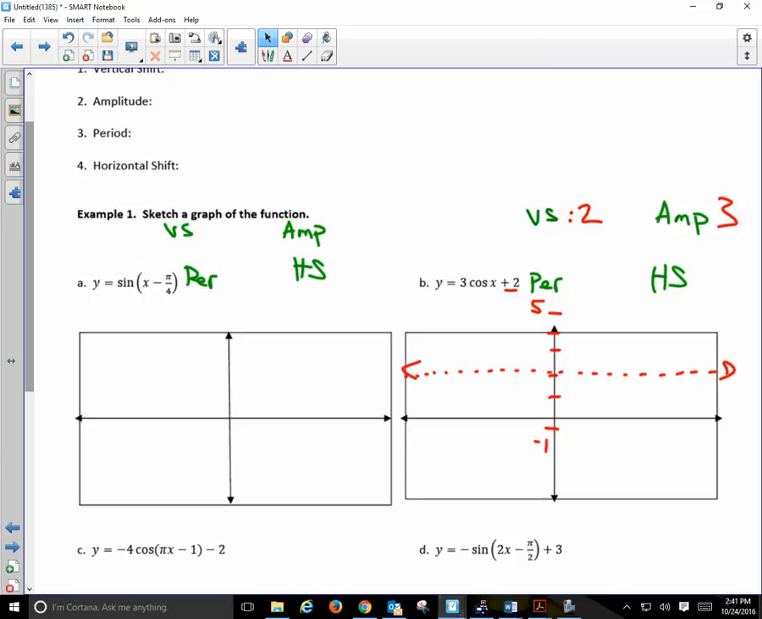Next thing is I identify the period. For the period, I take 2 pi, and I divide it by the number in front of x. What's the number in front of x? 1. So I get 2 pi. And I just divide that up into 4 spots like I normally would. Why do I divide it up into 4 pieces? 4 quadrants.